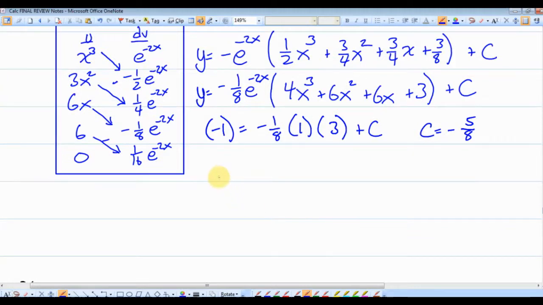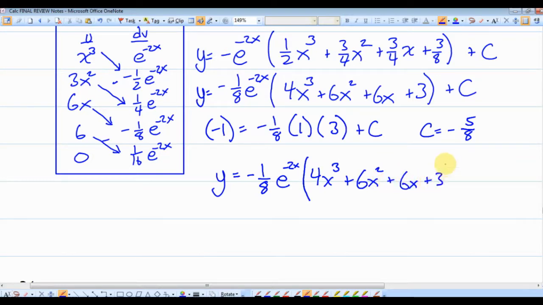So now we are done. y is equal to 4x cubed, 6x squared, minus 5/8.